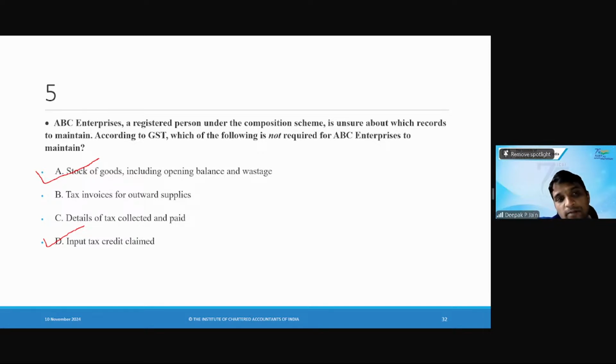But the most appropriate, क्योंकि in MCQs we have to give the most appropriate one, so we will give it to D itself. Because a composition taxable person may be dealing in goods, right? So A may be applicable. So A may not be the correct answer. The correct answer is D because input tax credit is what he will not claim. Details of tax collected. Okay, if he's collected tax or charged it in the invoice, he may record it, but he will have to pay, right? So that's why C will become relevant. D will be the appropriate answer because in any case, he cannot claim the input tax credit.